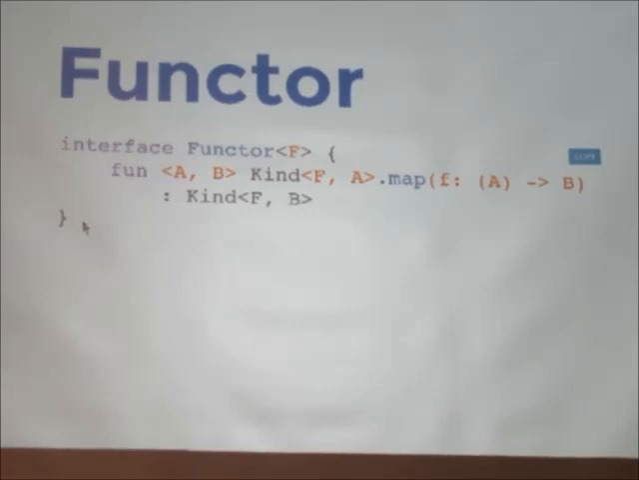We will get into what kind f comma a is in the next slide, but just assume that it's optional for now. So for optional, we have a function called map that takes another function from type A to type B, and it returns an optional of type B. So optional of type A, a function from A to B, and then an optional of type B. That's essentially all a functor is.